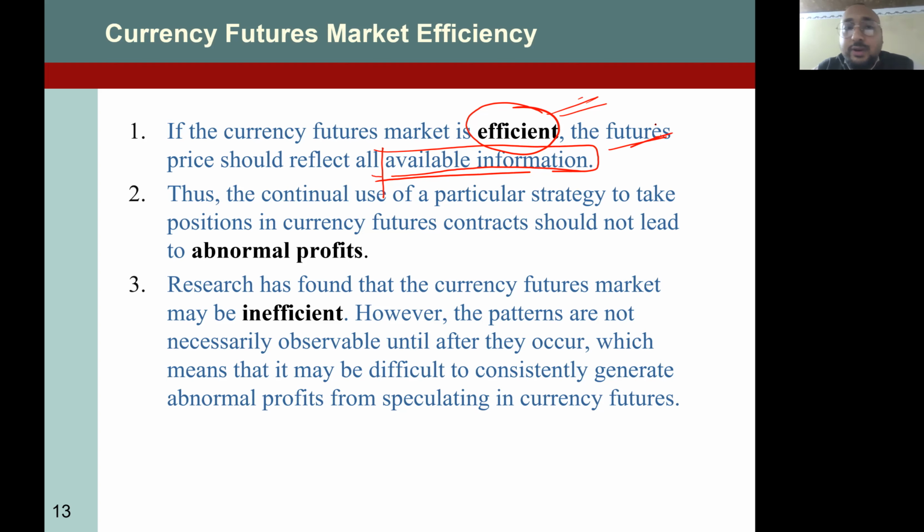future contract. So the future market is more efficient than the forward market, because the forward market is customized and not very liquid, since there is only one person and the banking institution, that's it. But here there are many people who are buying, because we have a standardized place, the currency exchange. So that is more liquid, that is more efficient. Thus, the continual use of a particular strategy to take a position in the currency future contract should not lead to an abnormal profit.